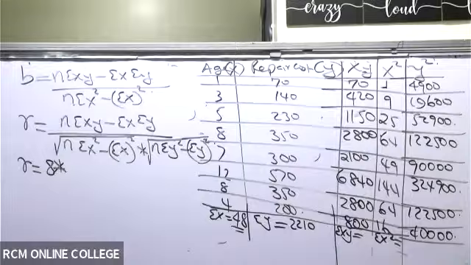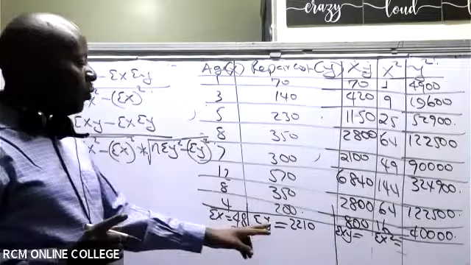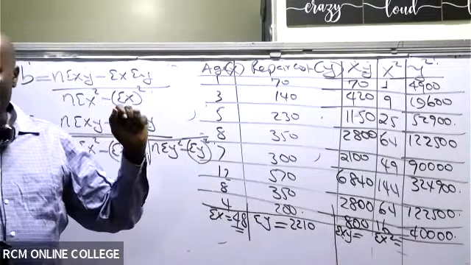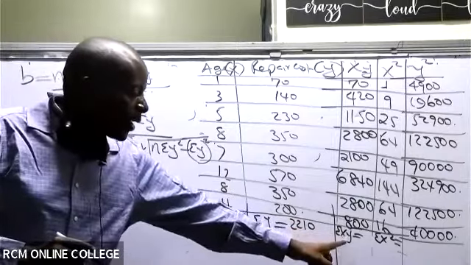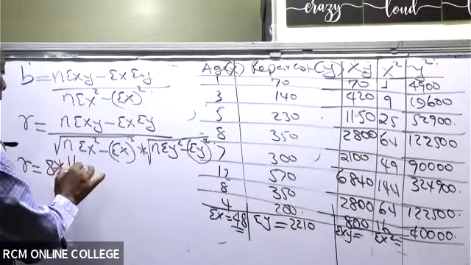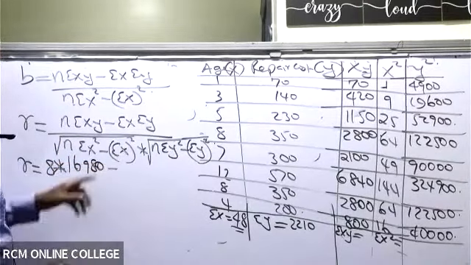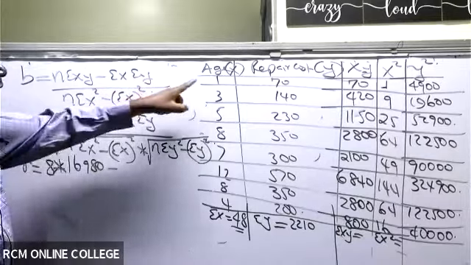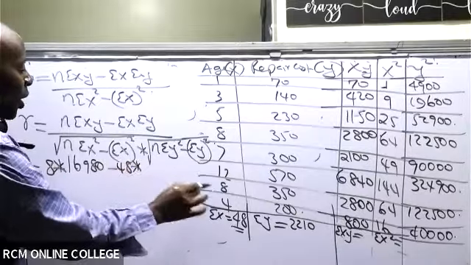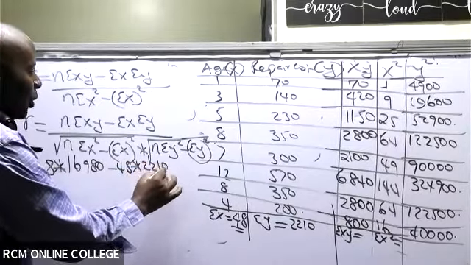Anybody who can remind Mwalimu the summation of xy would really be happy. If I'm reminded: summation of xy, not sum of x alone, not sum of y, summation of xy entirely. It was 16,980. I hope you are able to remember that. Minus now summation of x times summation of y. Summation of x I have here, it is 48, times summation of y, which I as well have as 2210.